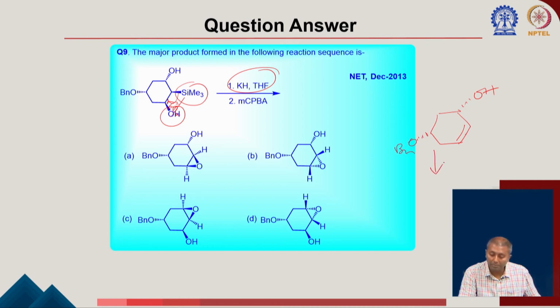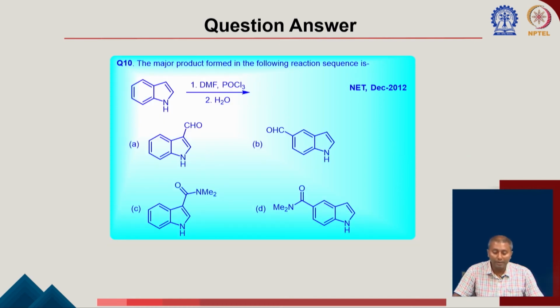Now you treat with mCPBA. What is going to happen? mCPBA, if you have an olefin here, is going to go for epoxidation. Now you have an OH group here which can act as a directing group. Remember, directing group epoxidation. That means the epoxide will be forming on the same side.